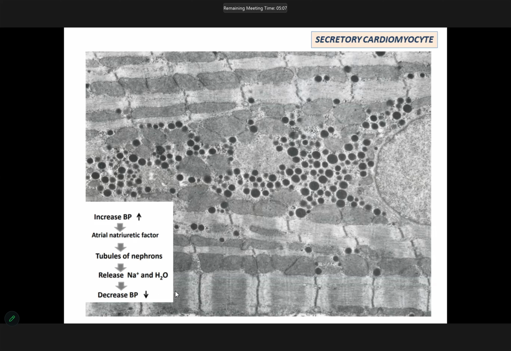Another target cell of this atrial natriuretic factor is the smooth muscle cell of the arteriole. When this chemical acts upon the smooth muscle cell of the arteriole, it makes this cell to relax. It leads to increase of the lumen of the arterioles, and it leads to decrease of blood pressure. So double acting of this chemical atrial natriuretic factor from secretory cardiomyocyte makes blood pressure to be decreased.